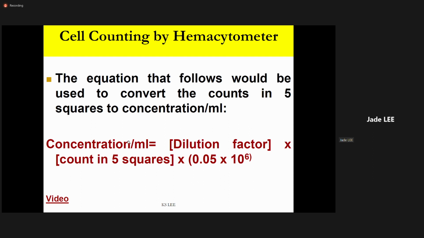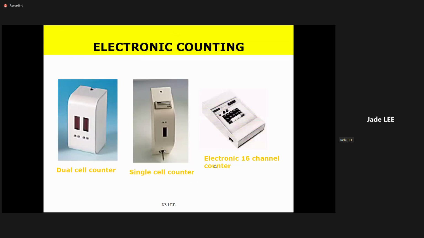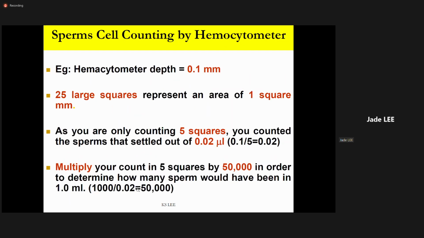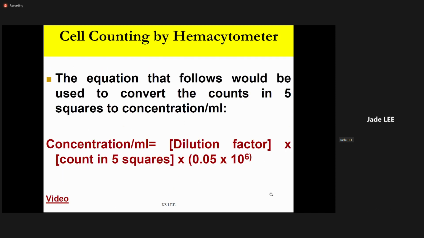to the concentration in 1 ml. So the concentration of sperm in 1 ml is equivalent to the dilution factor times the count in 5 squares times 0.05 times 10 to the power of 6. So you know the dilution factor, you times the count in 5 squares times this factor. It is very easy. If you want to know more about how a hemocytometer can be used, you can go to YouTube and have a look on that.